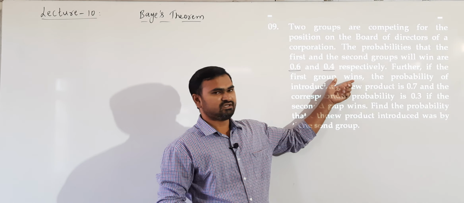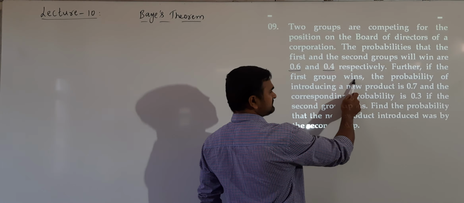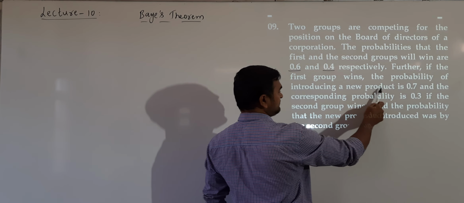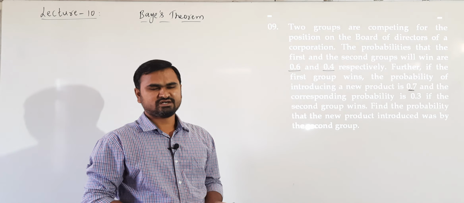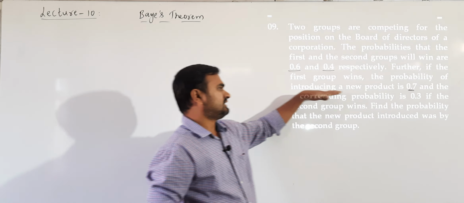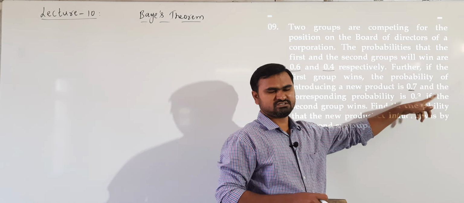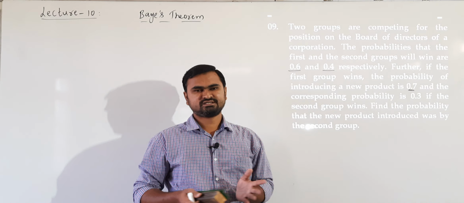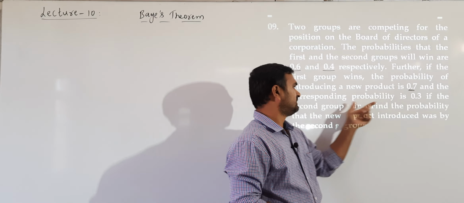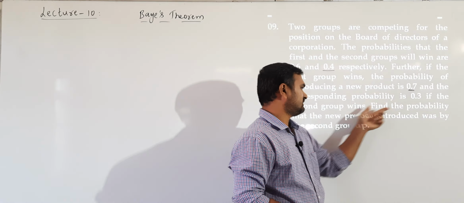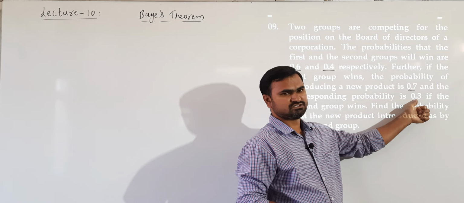So if the first group wins, the probability of introducing a new product is 0.7. If the first group is winning, what is the chance that they will introduce the new product they promised before the election? It is only 0.7. It is not a sure event. Even if they win, there is no guarantee. So it is only 0.7, and the corresponding probability is 0.3 if the second group wins. If the second group wins, then the chance of introducing a new product is 0.3.